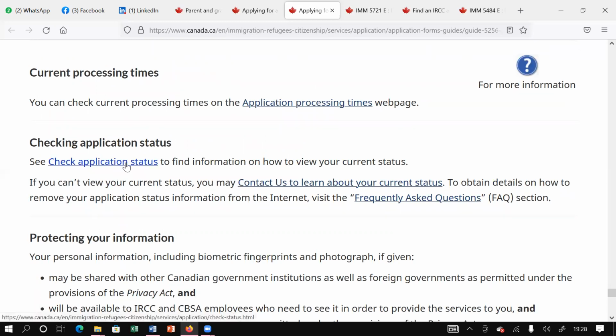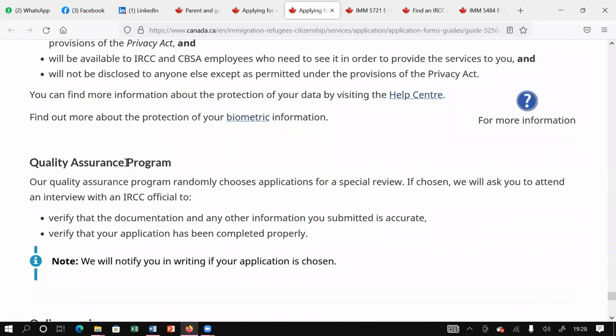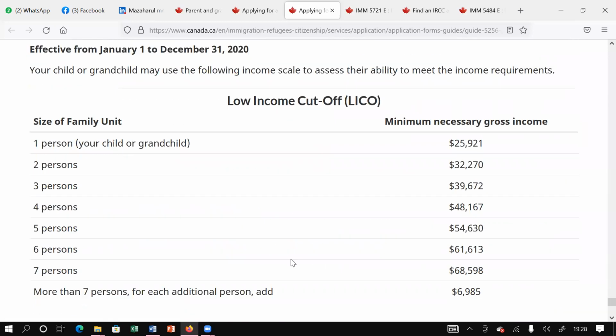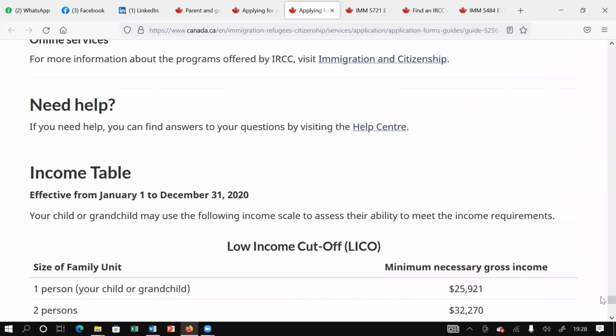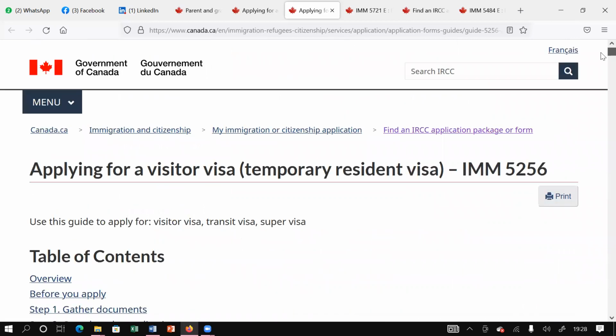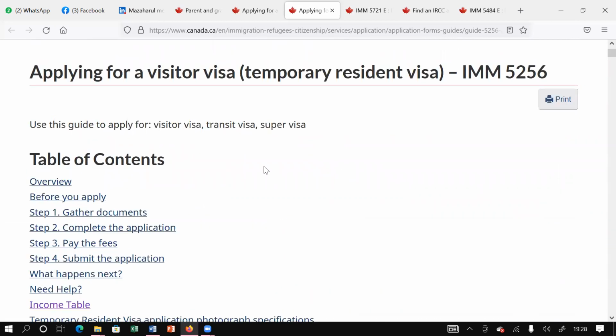There is also a check application status option. So this is the total process. I have gone through it from the first to the last step of the temporary residence, visitor visa and super visa. So hopefully this will help you get your parents, grandparents and also your family members to Canada.